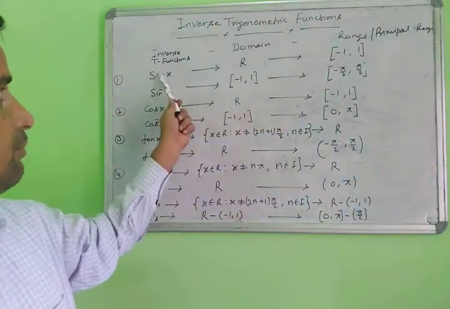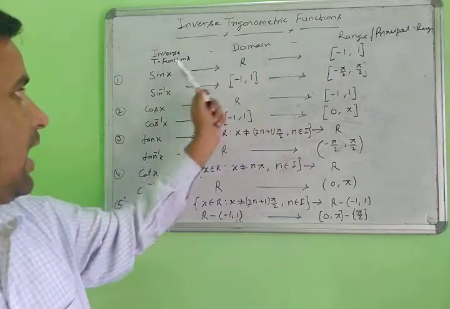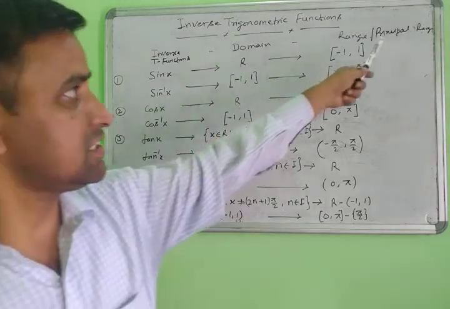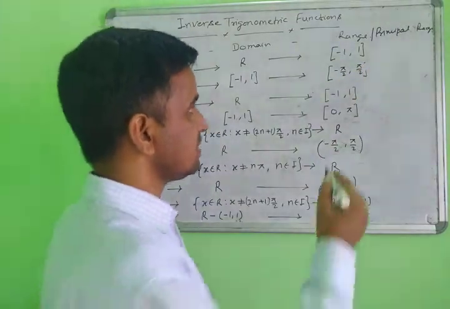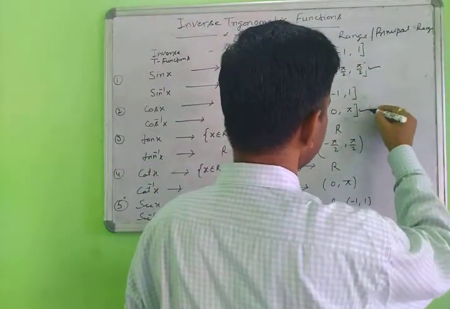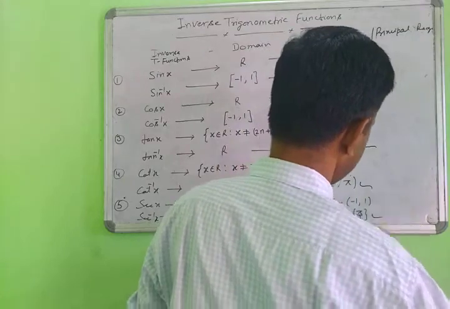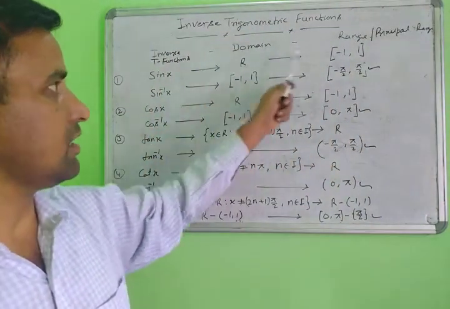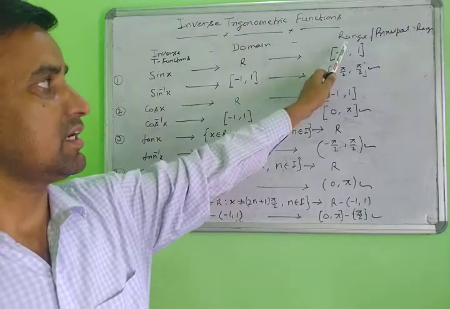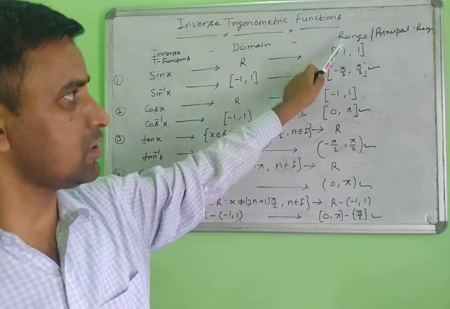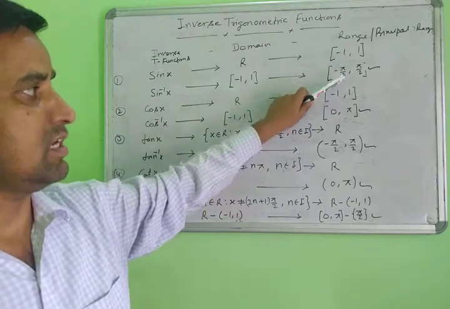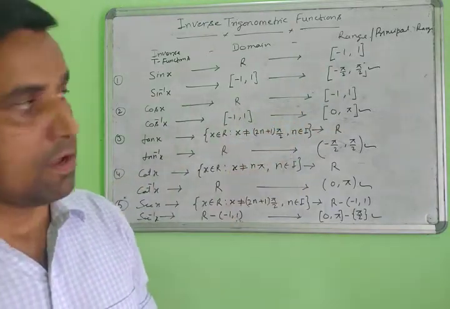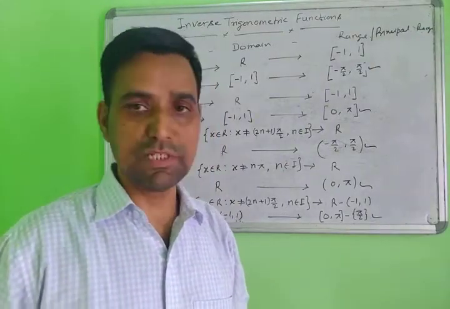Range will be only for the simple trigonometric ratio, and the inverse functions have the principal value range. A simple trigonometric ratio has a range, and the inverse function has the principal value range. What is the difference between the range and the principal value range?